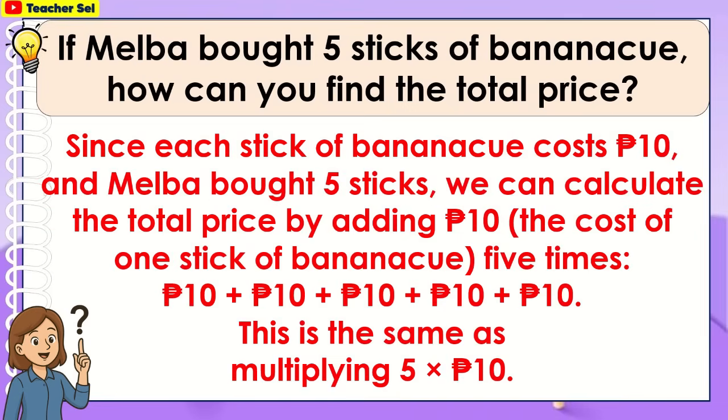Since each stick of banana Q costs 10 pesos and Melba bought 5 sticks, we can calculate the total price by adding 10 pesos, the cost of 1 stick of banana Q, 5 times: 10 pesos plus 10 pesos plus 10 pesos plus 10 pesos plus 10 pesos. This is the same as multiplying 5 times 10 pesos.